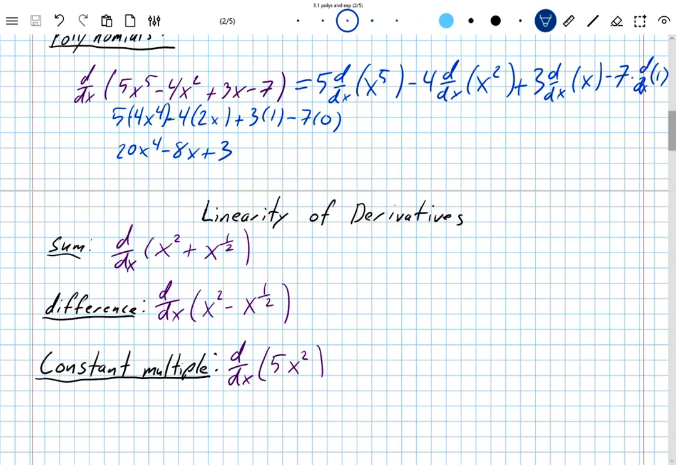Everyone. Last video we talked about polynomials, and I just sort of said, hey, you can distribute derivatives across plus and minus signs and pull out constants because it's linear. Let's go ahead and take a second and do that properly.